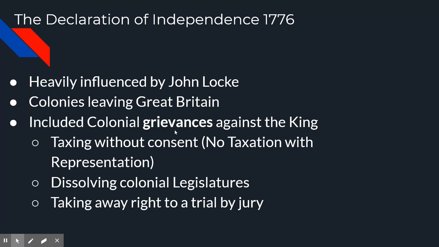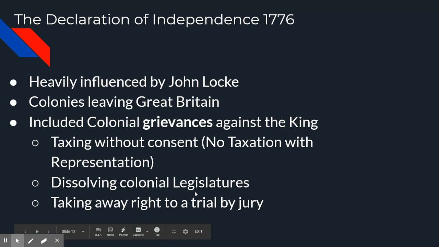And this is their reasons. They're saying that the king broke the social contract. Obviously, this isn't all of them. There's 27 in all, but a couple of them are taxing without consent, no taxation without representation. They're saying you're putting taxes on us without our permission. We have a right to now leave your government. You broke the social contract.